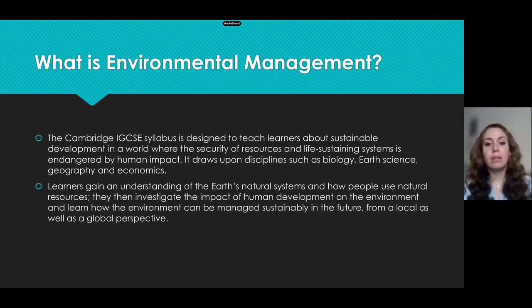Okay, what is environmental management? Basically, the Cambridge IGCSE syllabus is designed to teach learners about sustainable development in a world where the security of resources and life-sustaining systems is endangered by human impact.